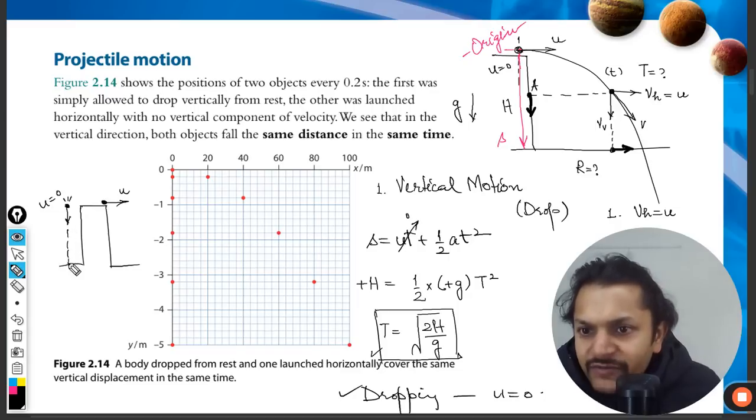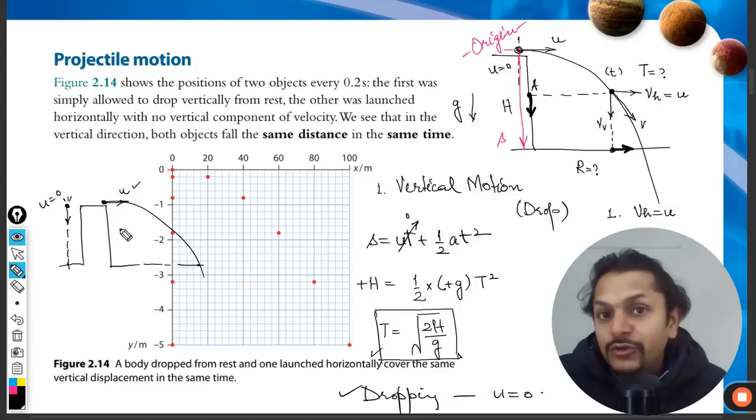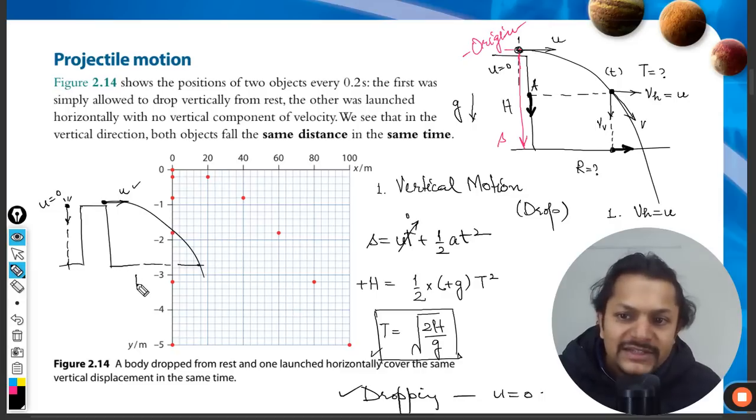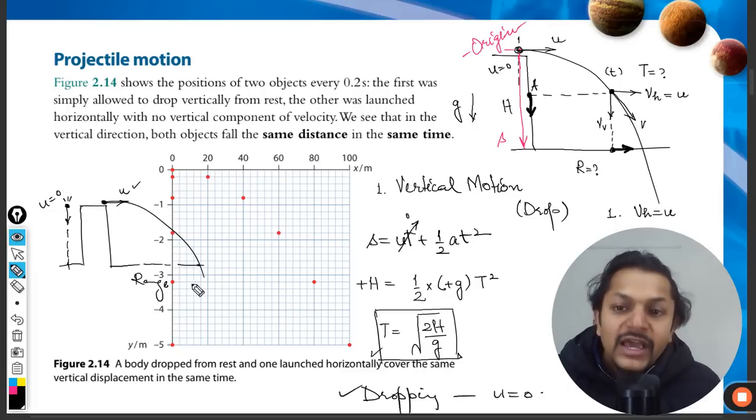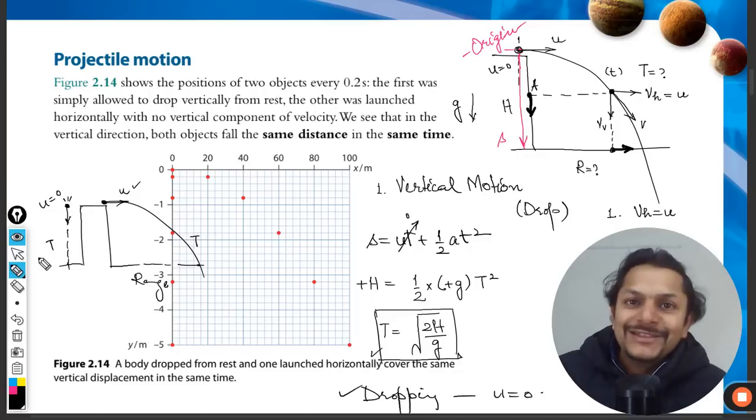Although this is covering a very small distance and this is going to cover a lot more distance here, that depends upon the initial velocity that you are giving. If it is too much, it would be covering a lot of distance. So this is the range. Even then, the time of flight in this case is equal to the time of flight in this case.